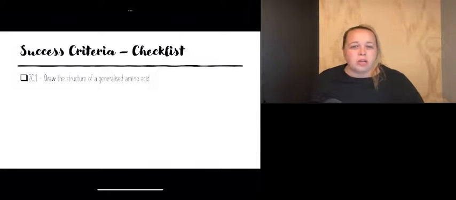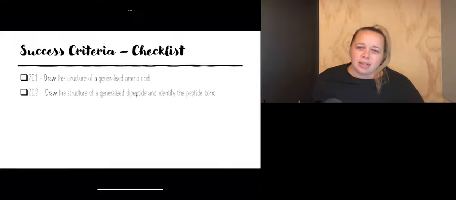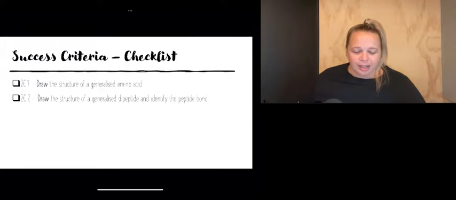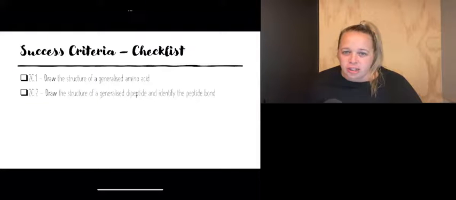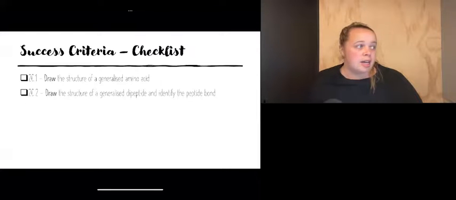We need to be able to draw a generalized amino acid. Now it is a bit chemistry-like, but I'm going to try and simplify it for you to make it easier for those of you that aren't chemists to help draw it. The next thing is you're going to be able to draw a generalized dipeptide and identify the peptide bond.